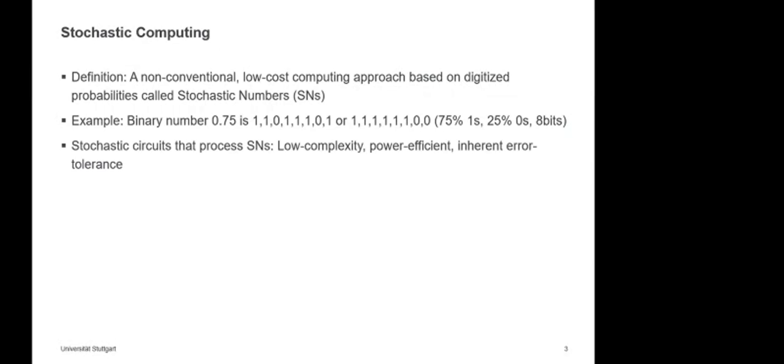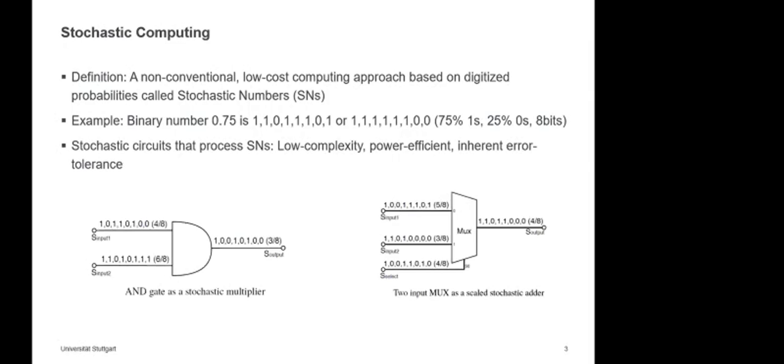Circuits that process such numbers are called stochastic circuits, and they have advantages like low complexity, power efficiency, and inherent error tolerance. For example, a single bit flip from 1 to 0 in the above number 0.75 would give the number 0.625, which is still the closest representable value to 0.75. Also to note here, the position of ones within the bit stream is independent of the bit position because each bit position has the same weight. Here are examples of stochastic circuits. An AND gate is used as a stochastic multiplier to multiply two stochastic numbers. And we also have the two-input mux, which acts as a scaled stochastic adder.